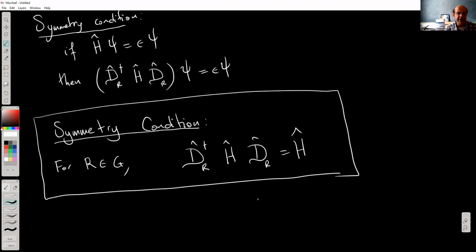But this is the starting point. So whenever we say that the Hamiltonian has a symmetry, this is actually what we need, right? There's some kind of a symmetry operator. If we make a similarity transformation on the Hamiltonian by the symmetry operator, we should get the same thing, right? So you can check that.